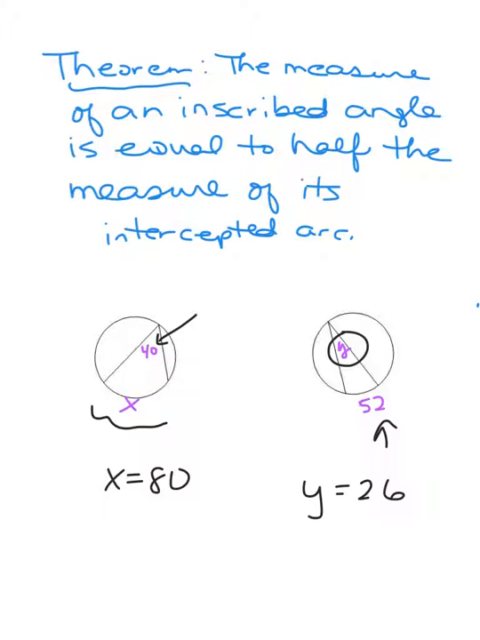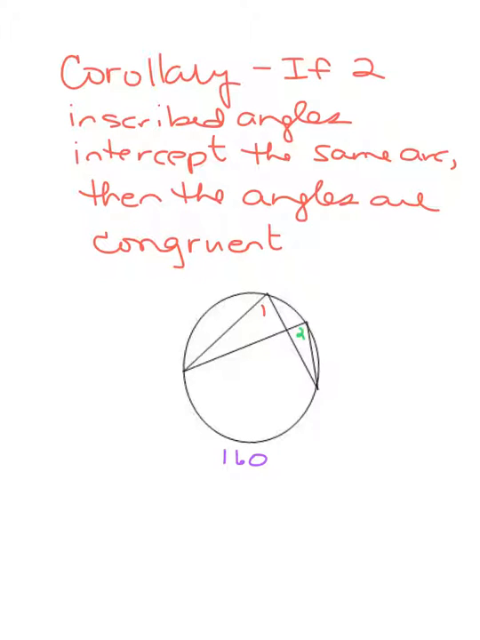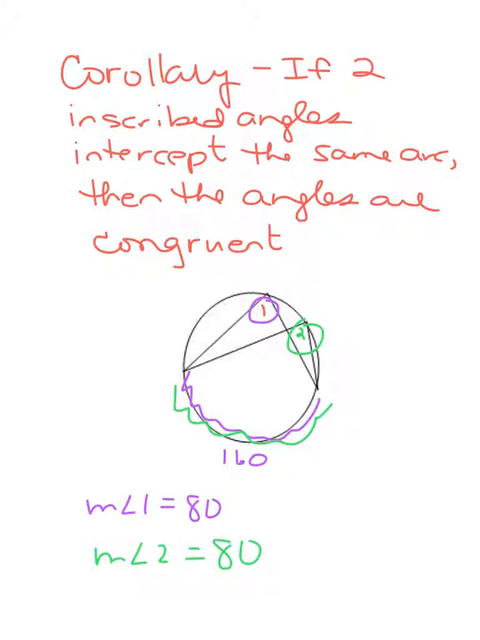This theorem has three different corollaries, which we're going to look at next. The first corollary states if two inscribed angles intercept the same arc, then the angles are congruent. So what that means is if we're first looking at angle 1, the arc that it intercepts right here has a value of 160. So I know that the measure of angle 1 is half of that, which is equal to 80. Now if I look at the measure of angle 2, it also intercepts the same arc. So the measure of angle 2 is also going to equal 80. So as long as I recognize the fact that these inscribed angles intercept the same arc, I know that the values for these angles are going to be the same, therefore they're congruent.